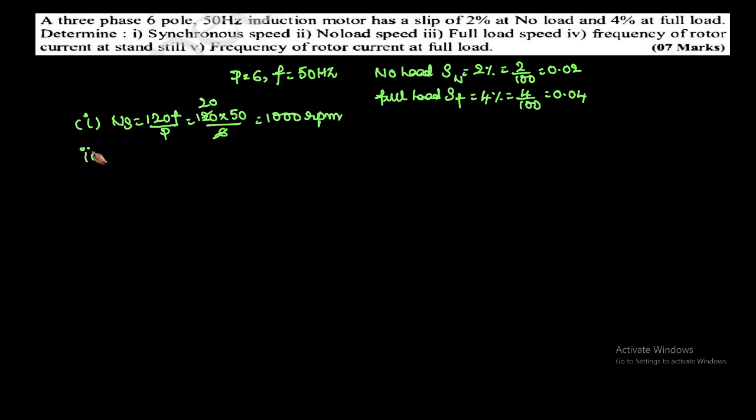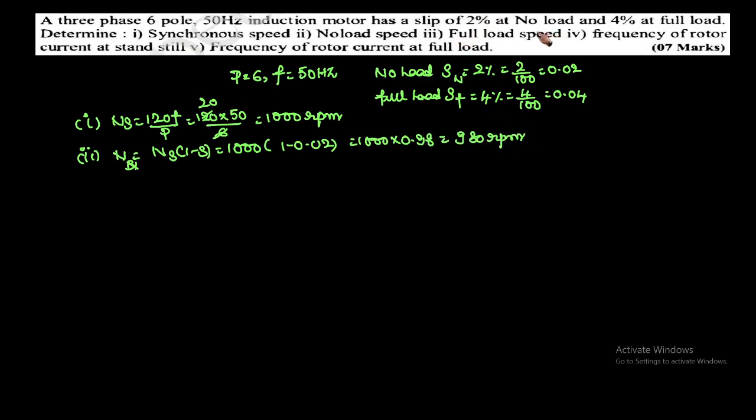Next, the second question. No load speed he is asking. No load speed means you have to take the no load slip here. So N is equal to Ns into (1 minus s). Ns you got as 1000 rpm, into (1 minus 0.02), that means 1000 into 0.98. That is 980 rpm, which is the speed at no load condition.